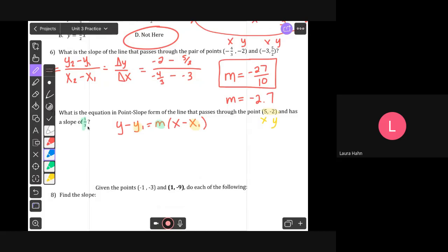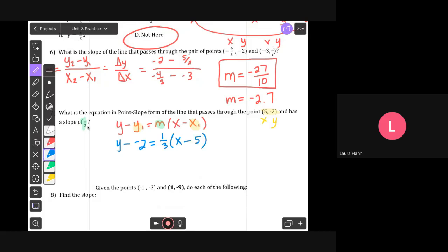Now I'm going to plug into these. Okay, so y, my equation says y minus, and then I'm going to put my y1 value. So I'm going to put my y value of my point. So I put y minus, my y value of my point is a -2. Equals, okay, next is m, which is slope. It told me the slope is 1/3. Parentheses x minus, and now I need to put my x value from my point, which is a 5.